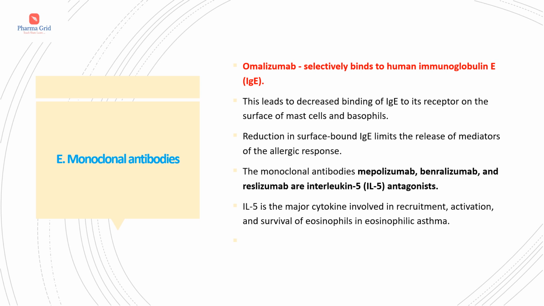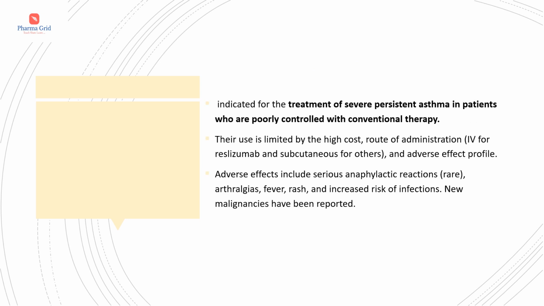Other monoclonal antibodies include mepolizumab, benralizumab, and reslizumab, which are interleukin-5 antagonists. Interleukin-5 is the major cytokine involved in recruitment, activation, and survival of eosinophils in eosinophilic asthma. These monoclonal antibodies are indicated for the treatment of severe persistent asthma in patients who are poorly controlled with conventional therapy. Their use is limited by the high cost, the route of administration, intravenous for reslizumab and subcutaneous for the other monoclonal antibodies, and their adverse effect profile. Adverse effects include serious anaphylactic reactions, which are rare, arthralgias, fever, rash, and increased risk of infections. New malignancies have been reported.